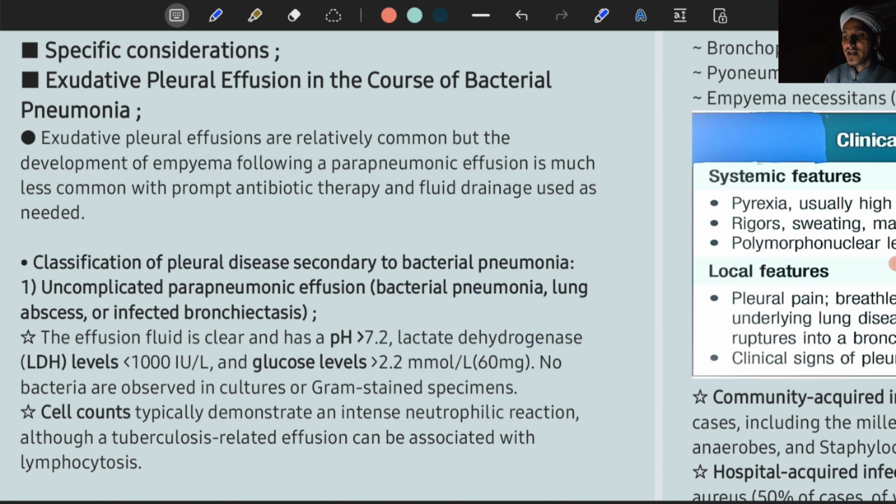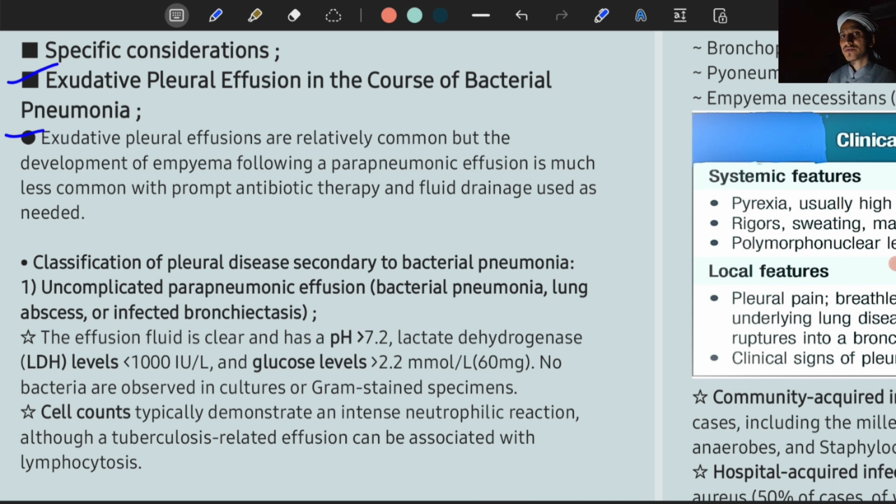So first one, exudative pleural effusion in the course of bacterial pneumonia. Exudative pleural effusions are relatively common, but the development of empyema following a parapneumonic effusion is much less common, with prompt antibiotic therapy and fluid drainage used as needed. So empyema will not develop if you give proper antimicrobials at the time and fluid drainage is performed as needed.